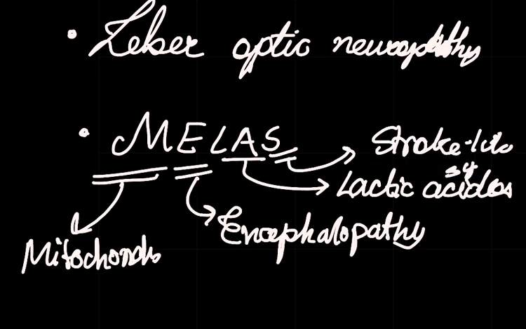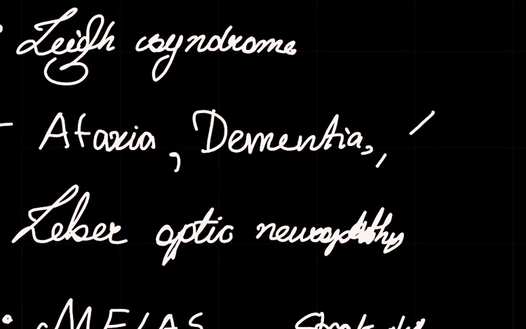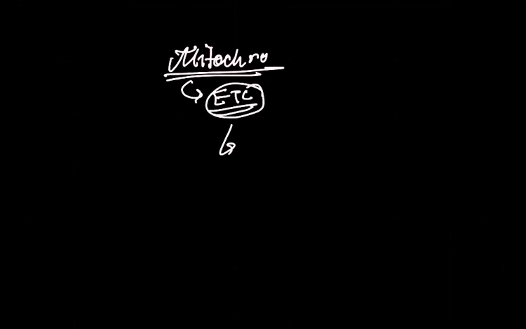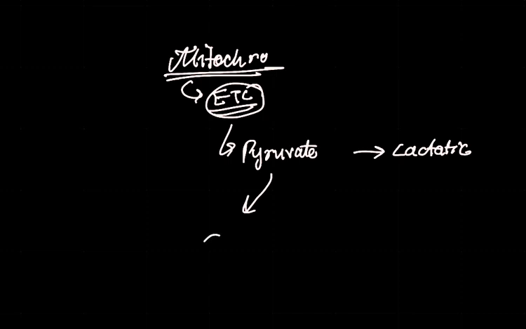Actually, here in this leg also we get lactic acidosis. You know why we get lactic acidosis? See, mitochondria is normally responsible for producing those genes that regulate our electron transport chain. So as the electron transport chain is affected, that means the pyruvate has to be sent to the lactic acid formation. It cannot be utilized in the electron transport chain, right?